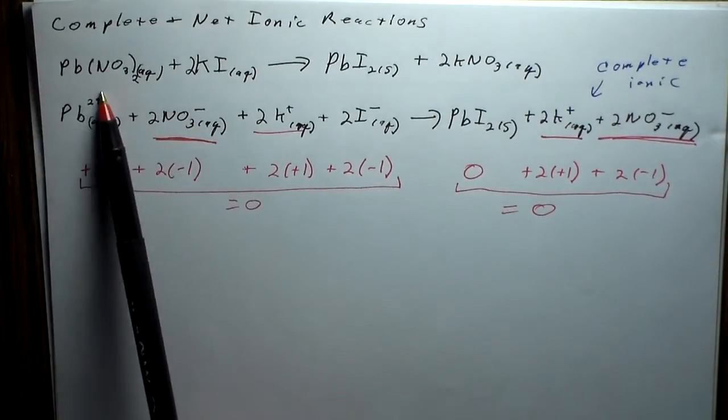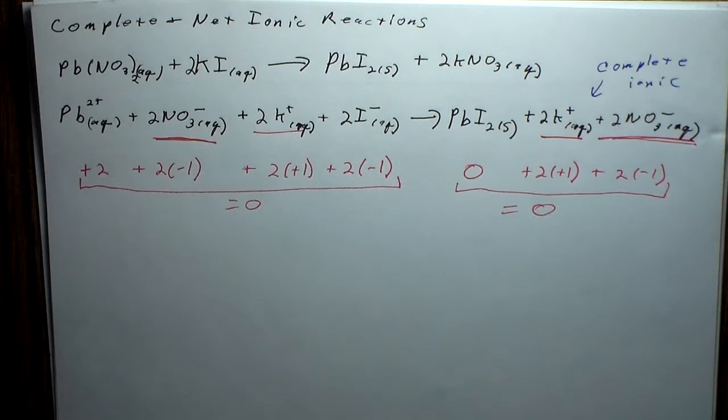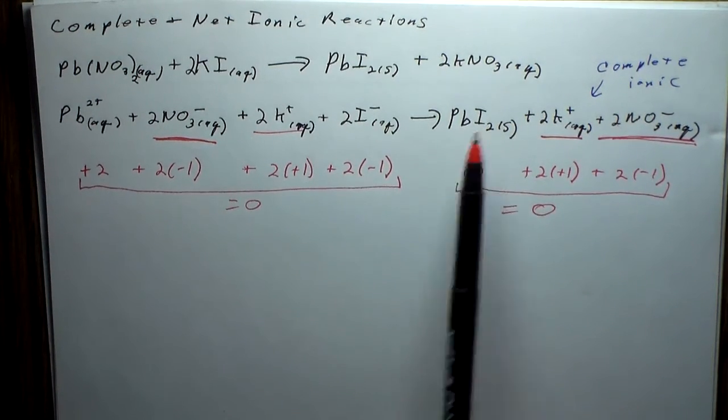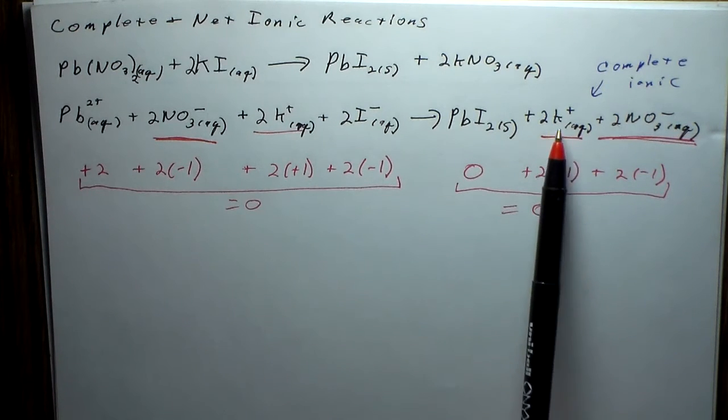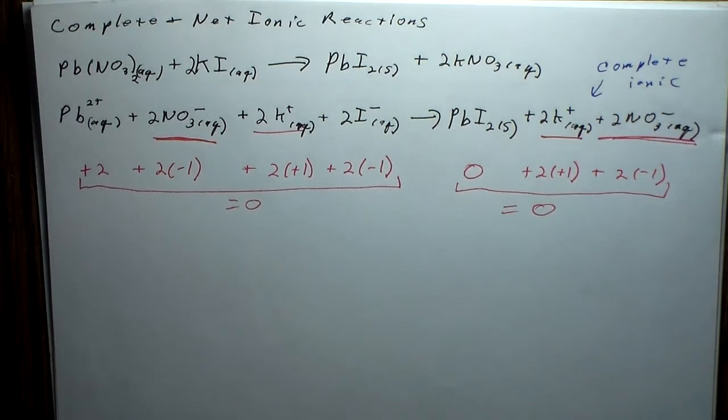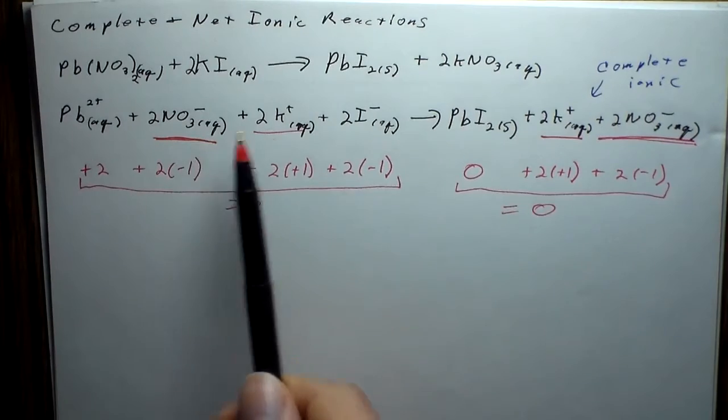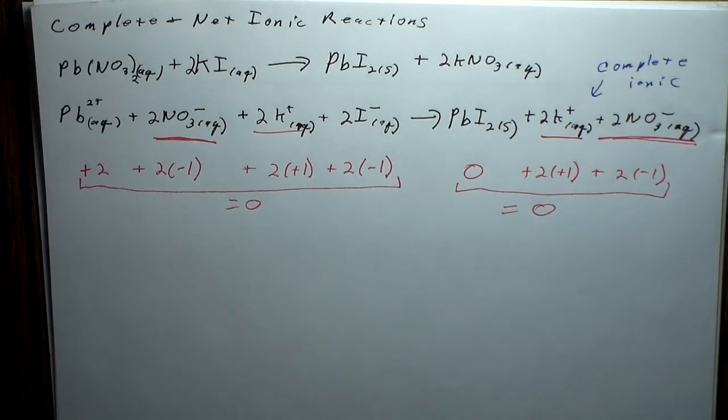I could very easily go here and make this lead acetate or sodium iodide. The same reaction would still happen. I would still be making my lead iodide here. But instead of potassium, it could be sodium, or instead of nitrate, it could be acetate. So these ions could just be floating around, but they're not actually participating. This is why they're spectators. Okay, so all the red ones here, these are my spectator ions.